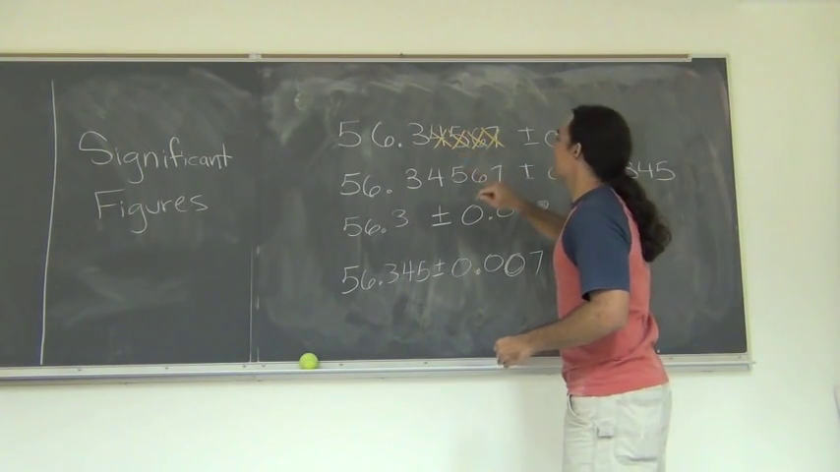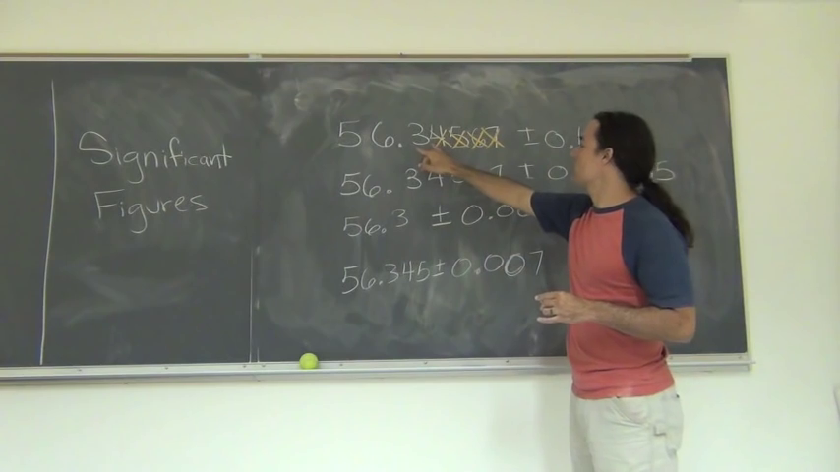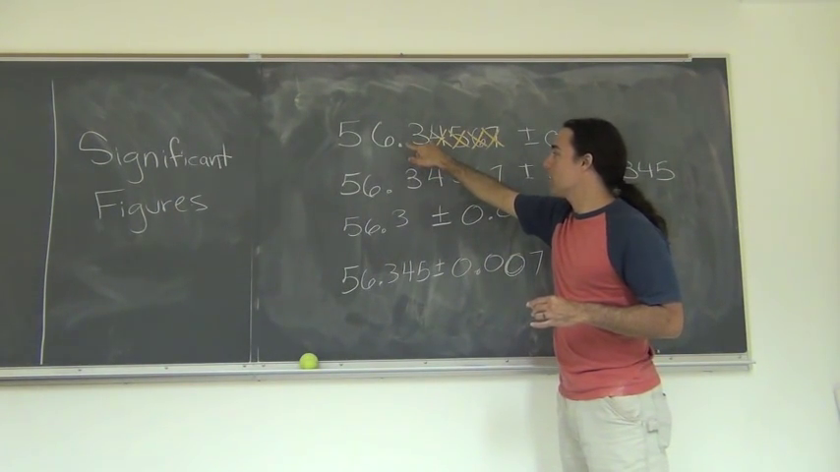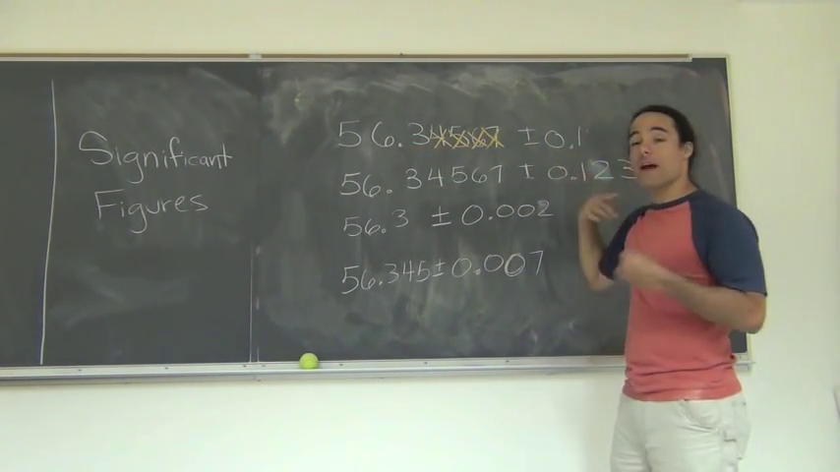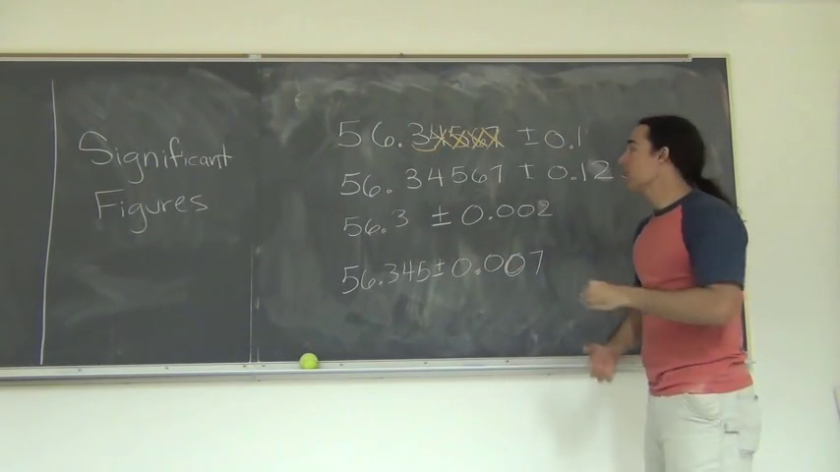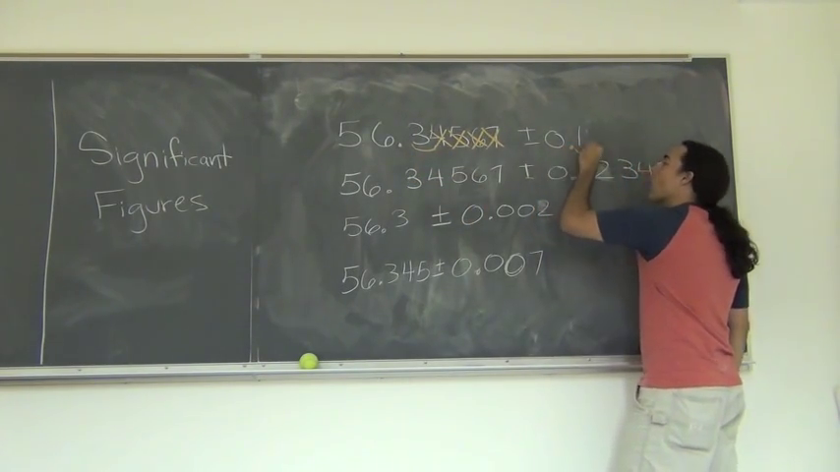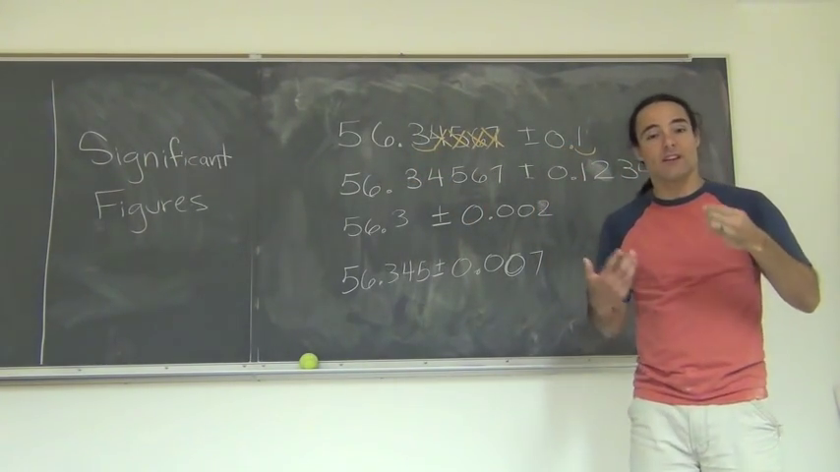So we're going to get rid of these and only keep the number of digits in my number that match with my uncertainty. So if I have 1 digit after the decimal point in my physical quantity, then I've got to have 1 digit after my decimal point in the uncertainty.